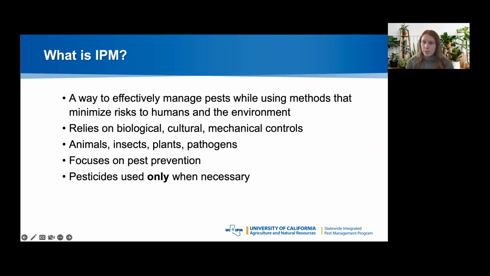So if you're not familiar with the term IPM, it means integrated pest management. And this is a way that we can manage pests in our homes, offices, schools, landscapes, pretty much anywhere. It relies on management methods that have proven to not only be effective, but minimize risks to humans and the environment. So IPM is a safer way to manage pests using pesticides only when necessary. And when we think of pests, we often might think of only insects, but pests can also include animals, weeds or plants, and pathogens like fungi, bacteria, and viruses.